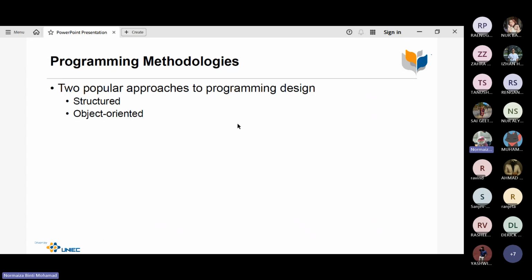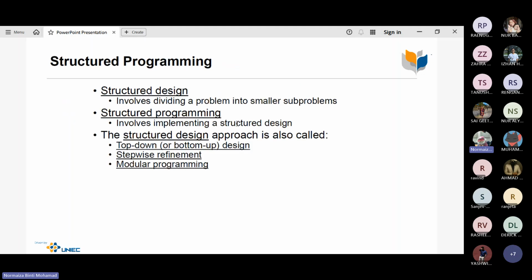Okay, programming design involves two popular approaches, structured and object-oriented. Structured programming involves dividing a program into smaller subprograms. That's structured design. Structured programming of course involves implementing the structured design. In the structured design approach, we have top-down or bottom-up design, stepwise refinement, and modular programming.